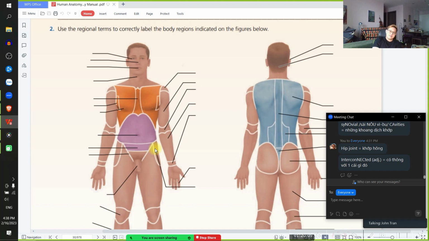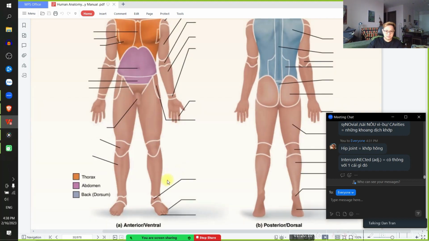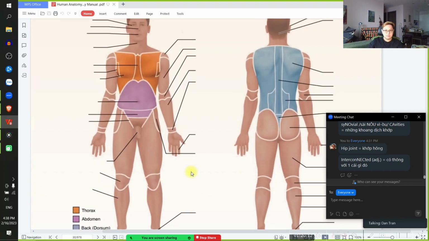Yeah. Alright, anything else? That's it, I think. And remember that left and right refer to the sides of the model.